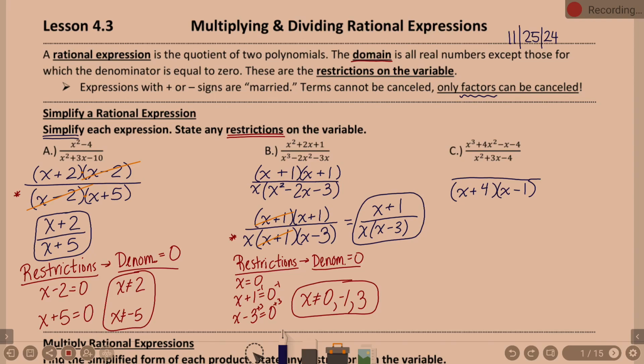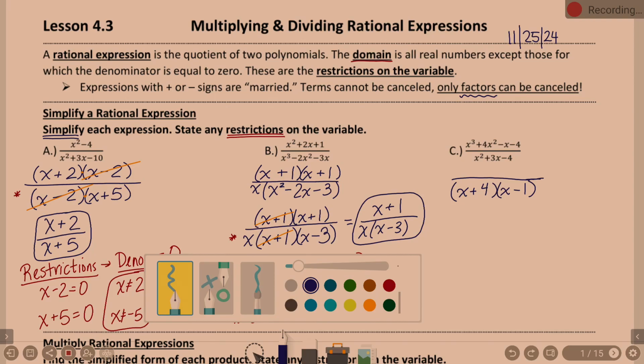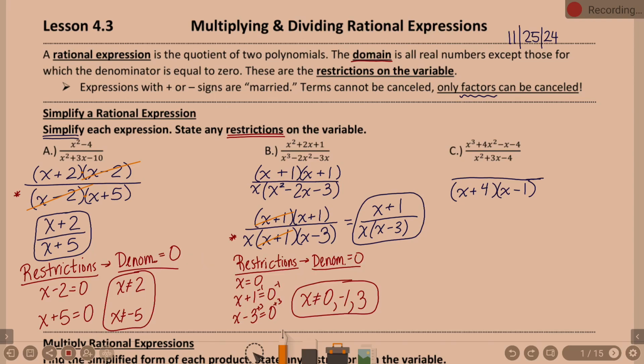Now, the numerator is a little trickier, isn't it? Because there are 4 terms. Okay? 4 terms. Officially, it's factored by grouping. We don't see this one as much, but it's a good one to know. It really is. It pops up, and it's good to know. Factor by grouping means I split this top piece into 2 halves, right? Sound familiar?